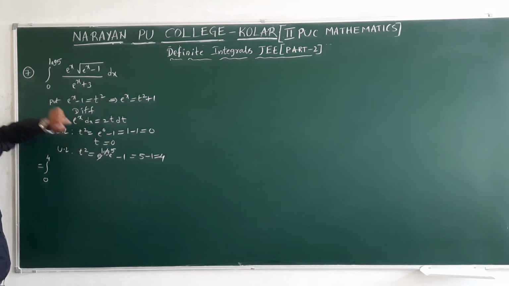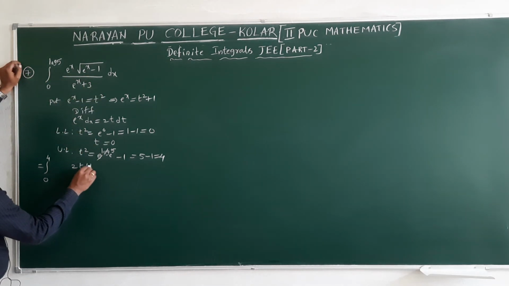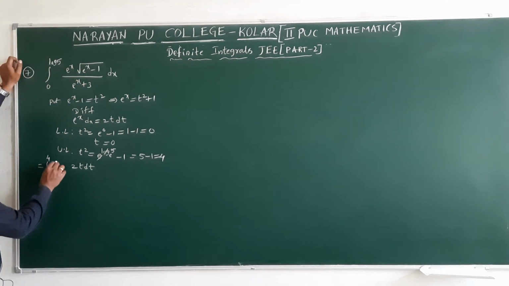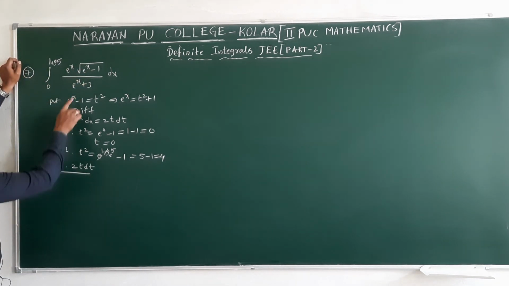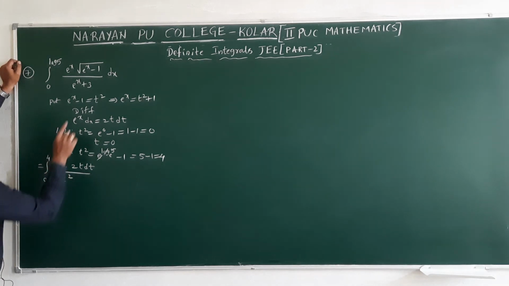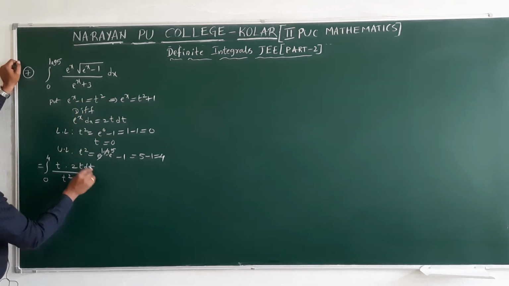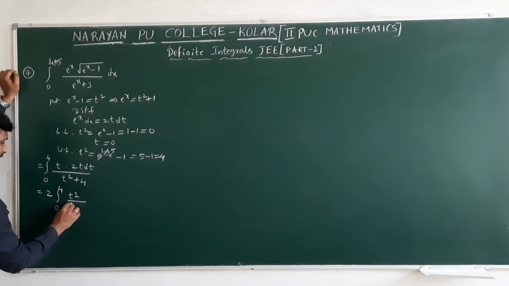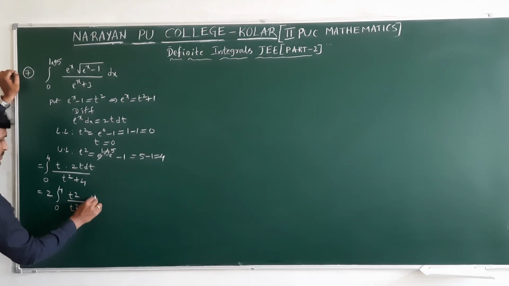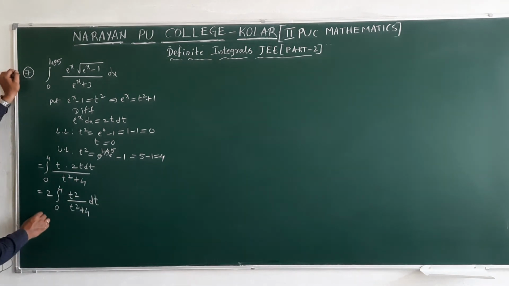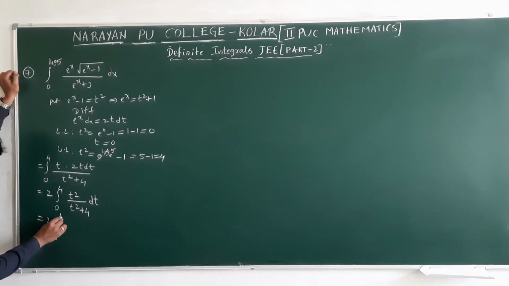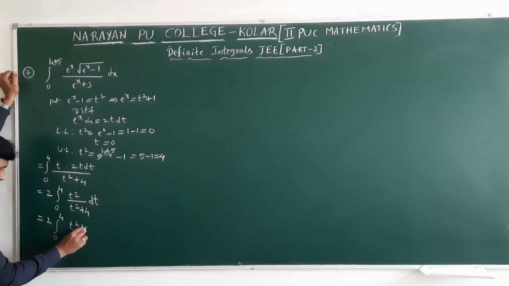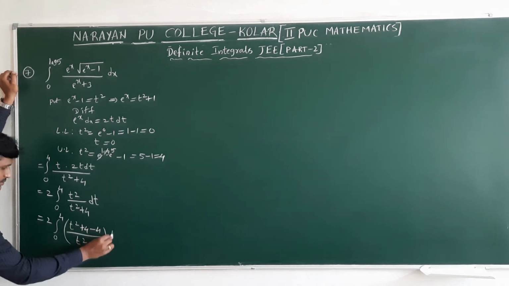e^x dx is 2t dt, and this is t square. The root of t square is t, divided by e^x, which means t square plus 1 plus 3, that is t square plus 4. 2 is a constant, take it common. Integral 0 to 4 of t into t square by t square plus 4 dt. To simplify this, I will add 4 and subtract 4 in the numerator to divide by the denominator.